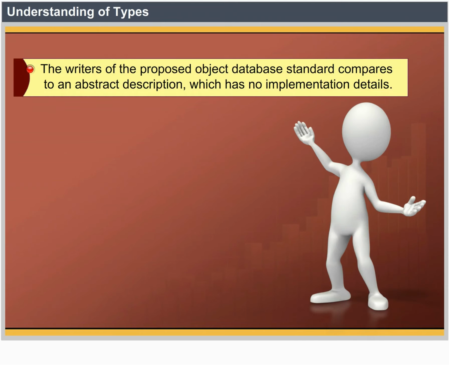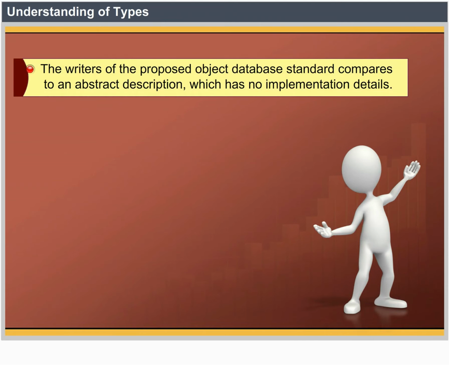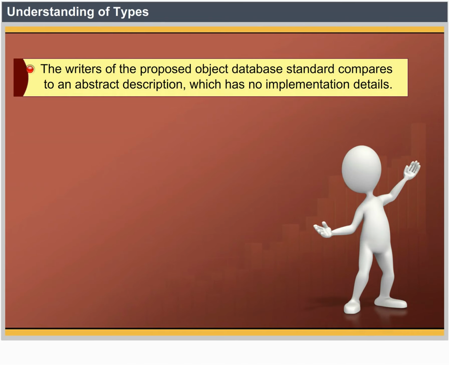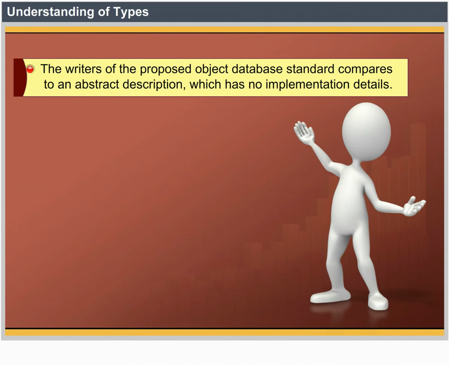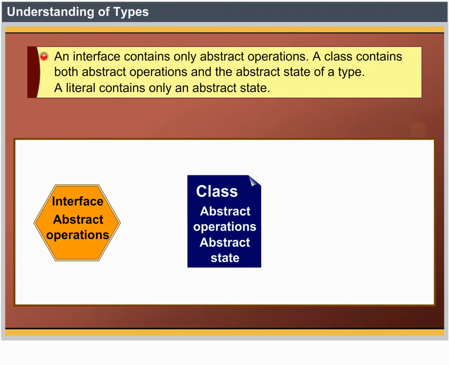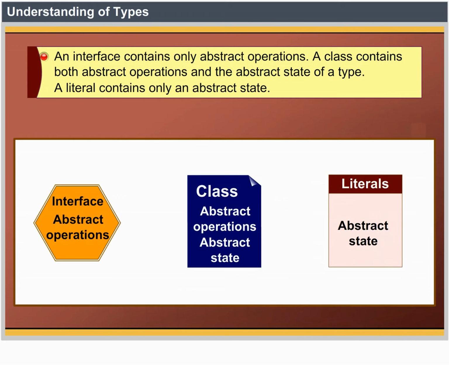The writers of the proposed object database standard refer to this as an abstract description, something that has no implementation details. An interface contains only abstract operations. A class contains both abstract operations and the abstract state of a type. A literal contains only an abstract state.